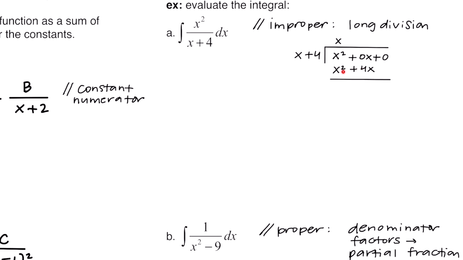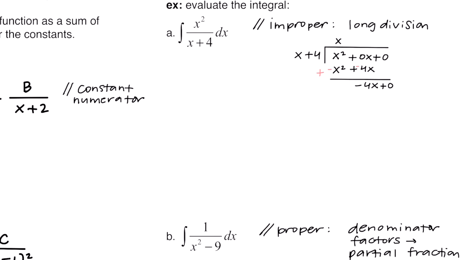Next, we're supposed to subtract these, but subtracting is the same as adding the opposite. So I'm going to say plus and then minus, minus. And now you can see that these x squareds are going to cancel. Here you have 0x plus a negative 4x, so that makes negative 4x. And then I'm going to drop down this plus 0. And we're going to do the process over again.